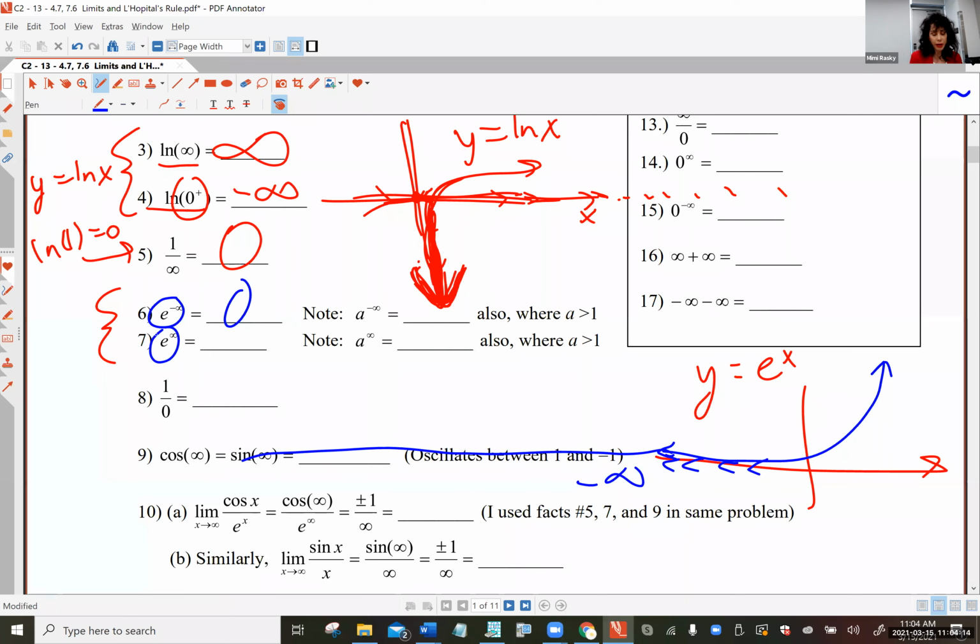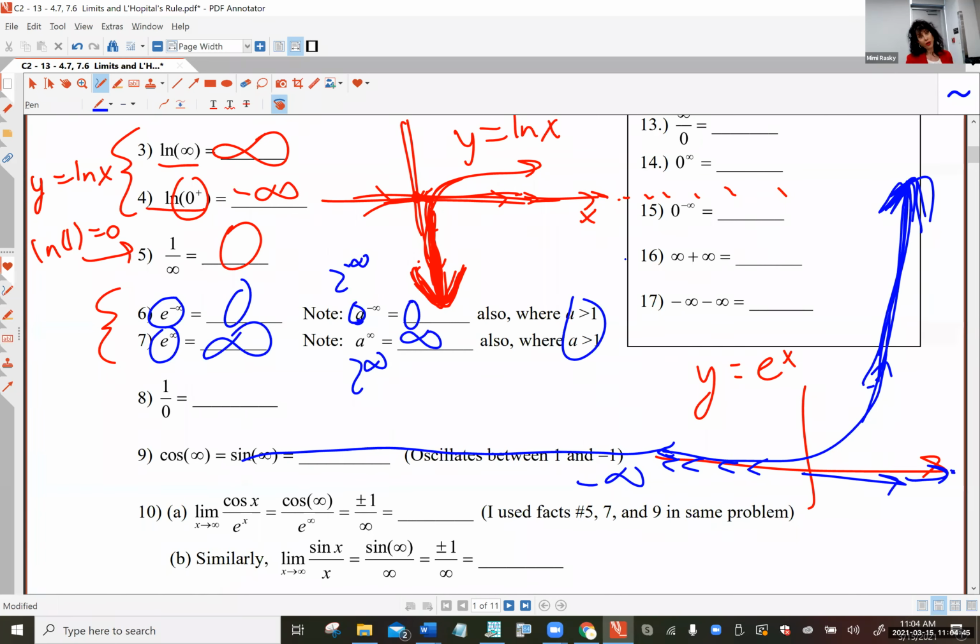Now, what about e to the positive infinity? So e to the x, what happens as x gets very, very large and goes to positive infinity? What y coordinate gets hit? I'm giving you a hint here. Infinity. Yeah, positive infinity. So e to the negative infinity is 0, but e to the positive infinity blows up and goes to infinity. Now, for other bases like 2 to the negative infinity or 2 to the positive infinity, it has similar limits as long as the base is a number that's greater than 1. If the base is less than 1, it's different.